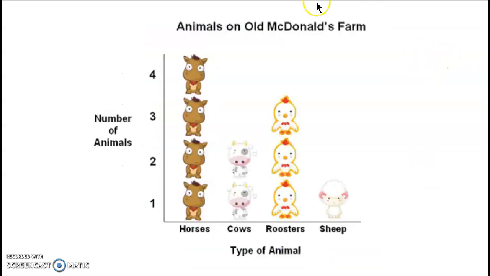If I look at this graph about animals on Old MacDonald's farm, I notice that there's a title, we have the labels of the animals down here, and we have the number of animals off to the side. Now on this graph, different pictures were used for each animal. Sometimes you'll find that maybe the same picture is used and we just have to count how many pictures there are. But just by looking at this graph, I can tell that Old MacDonald only has 1 sheep and that he has less sheep than any other animal. That's the animal he has the least of.